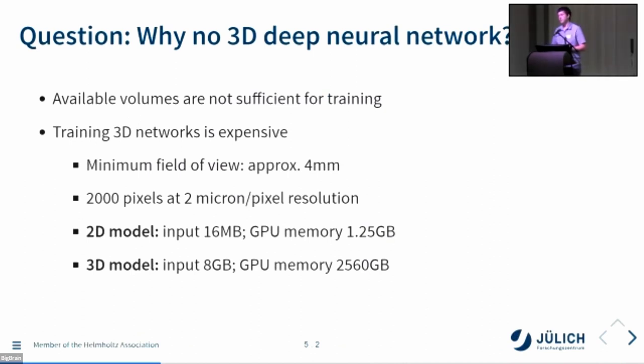There are two reasons why we didn't use the 3D data directly in our neural networks. The first one is quite obvious: we only have two volumes, which is not enough to train a deep neural network. But this will be circumvented as soon as we have, for example, the full BigBrain reconstructed. The second one is more severe, which is that training 3D networks is very expensive. We usually need very large image patches in 2D to do the classification, about 2000 by 2000 pixels. If we would take this to 3D, so 2000 by 2000 by 2000 pixels, we would end up with a single sample of 8 GB, just the input, and then the total memory footprint of the model would be about 2.5 terabytes, which is a little bit too much for usual use cases. So for this project, we stick with 2D for the moment.